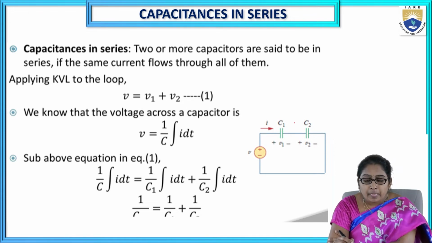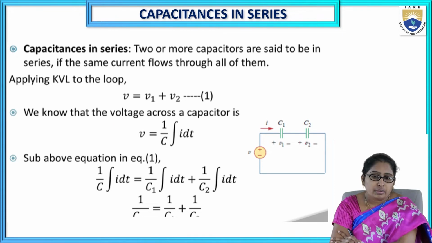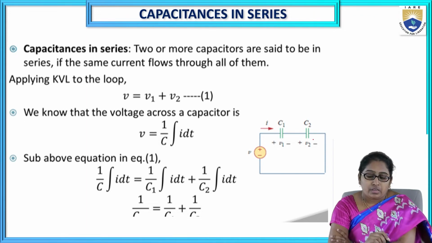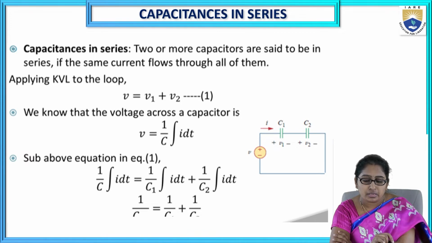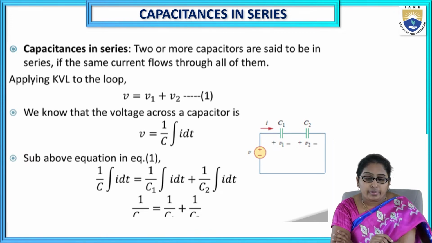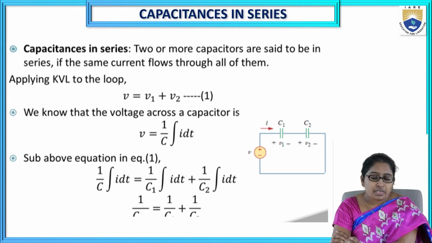It is shown in the figure, C1 and C2, connected across a supply voltage V. Then current I flows in the circuit, which is the same for the two capacitors C1 and C2. But the voltage across C1, let us take, is V1, and the voltage across C2 is V2. From KVL, the supply voltage V equals V1 plus V2. Now, the voltage current relationship in the case of a capacitor.